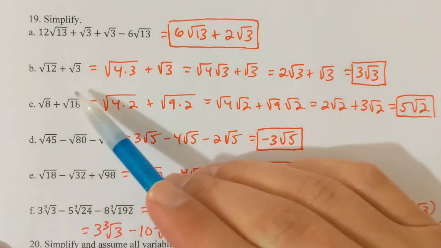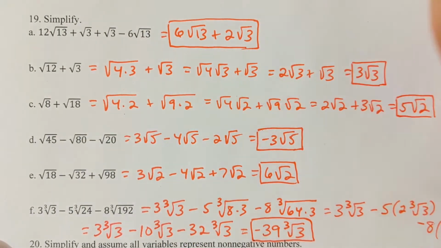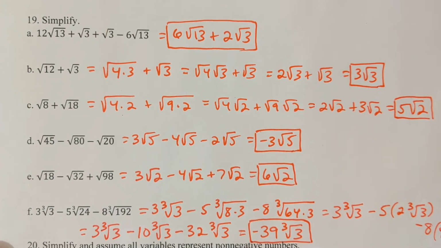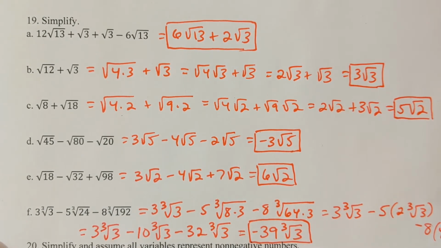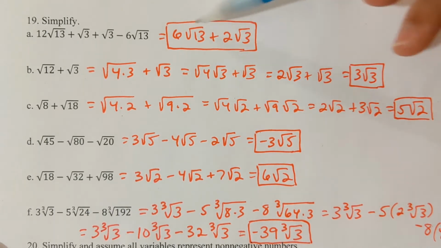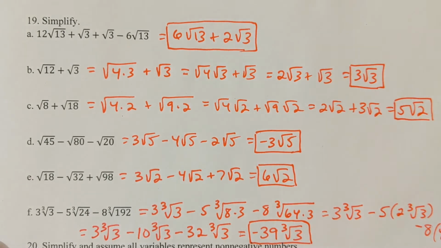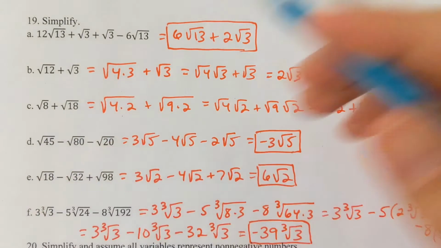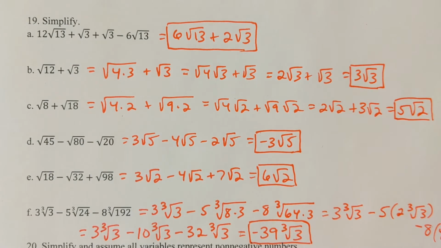Now, when it comes to adding or subtracting radicals, you got to make sure that you have like radicals. If you don't have like radicals, you cannot add them. Like what I said here, I cannot add these together because these are not like radicals. This is as simplified as I can get it. Let's take a look at part B, the square root of 12 plus the square root of 3. Well, those are not in like radical form, but the idea is maybe we can rewrite one or both of these so that they are like radicals.